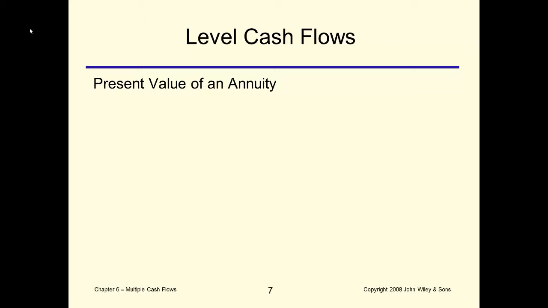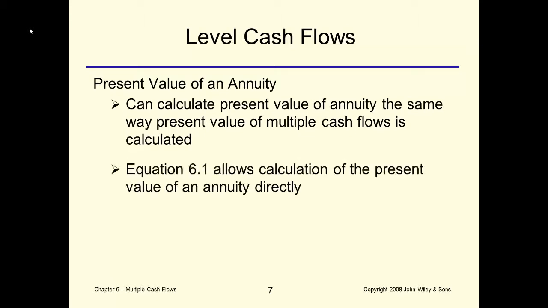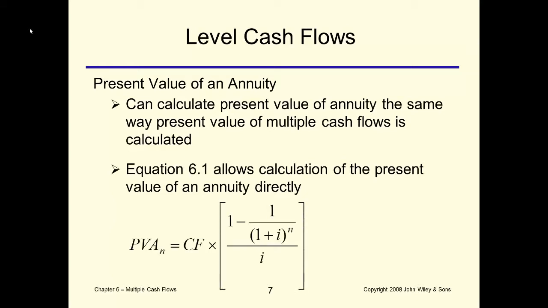So this simplifies making calculations. We can make one calculation rather than valuing every specific cash flow and adding these together. So one thing we can do, we can just calculate the value of the annuity the way we always do, single payments, and add them together. But we can also use this equation, which lets us do it directly.